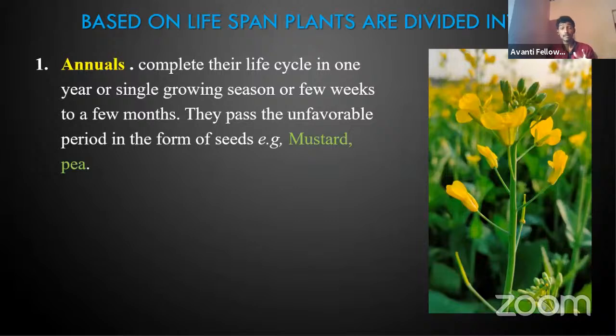Annual means they complete their life cycle in a few weeks or a few months, or you can say one growing season, or within 1 year. Okay, so why are they doing that? They are kind of lazy, you can say, or they are kind of smart, you can say that also.